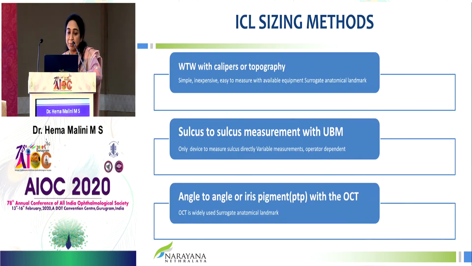So this is to sum up the various ICL sizing methods. The white to white using the calipers or topography is simple, inexpensive, easy to measure, but it just gives us a surrogate anatomical landmark measurement.